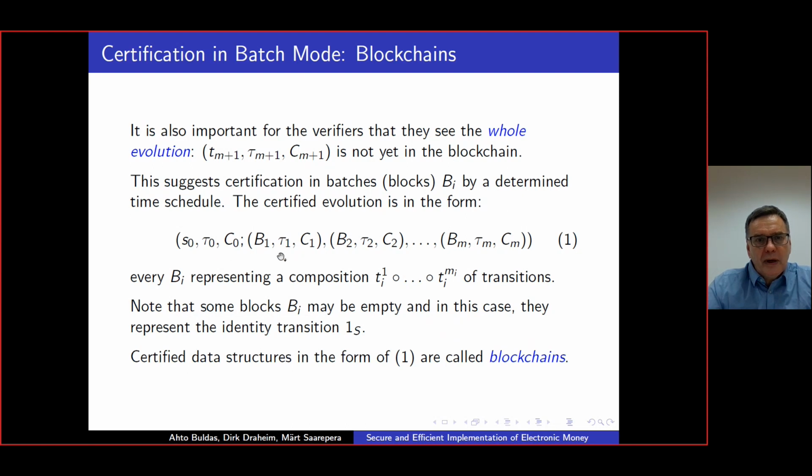And so here the blocks actually represent compositions of transitions. Some blocks may be empty, and in this case, they represent the identity transition. And certified data structures in this form we can call blockchains. So every blockchain is basically such a data structure.